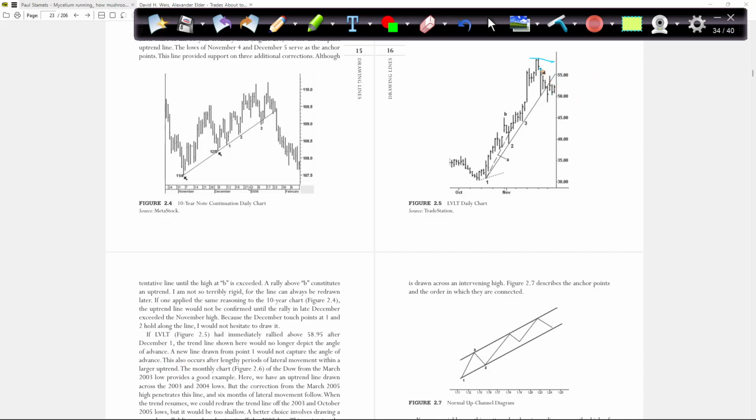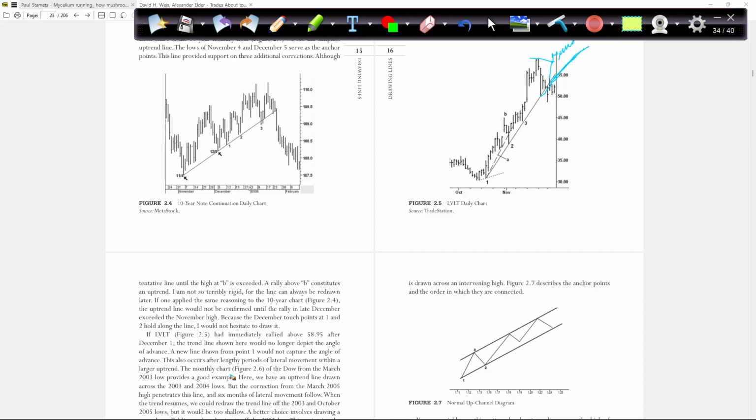So if this goes above this point, suppose like this, then this won't be a valid line to depict the angle of advance. A new line drawn from point 1 would not capture the angle of advance. This also occurs after lengthy periods of lateral movement within a larger uptrend.